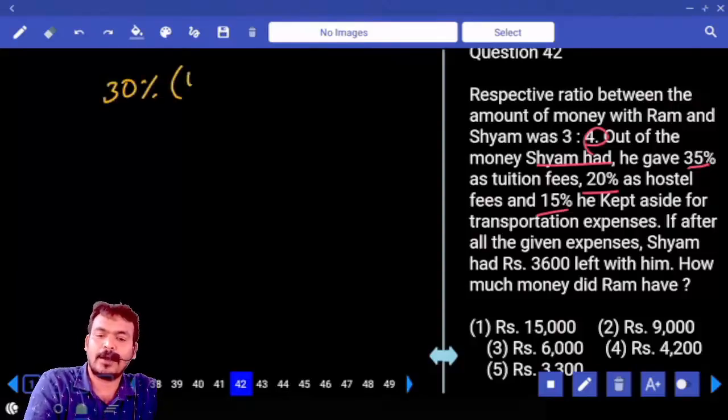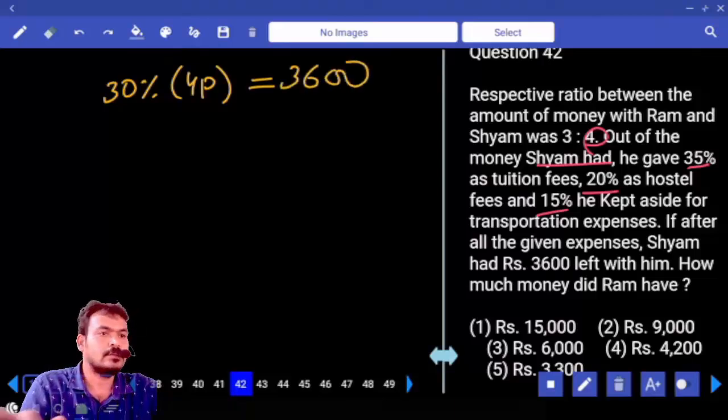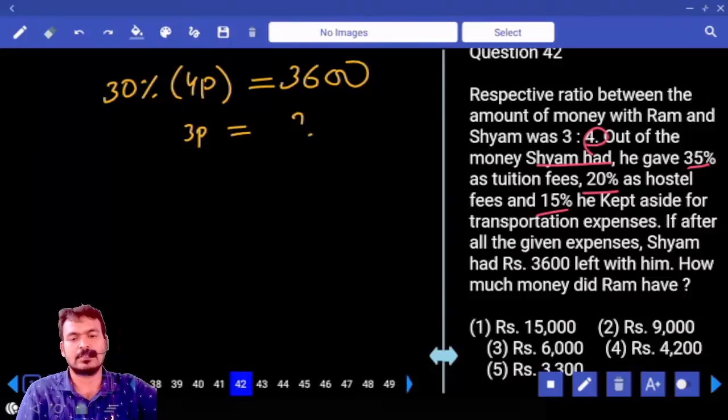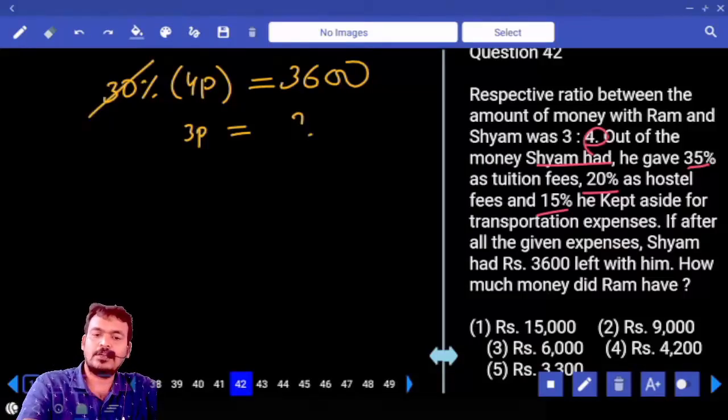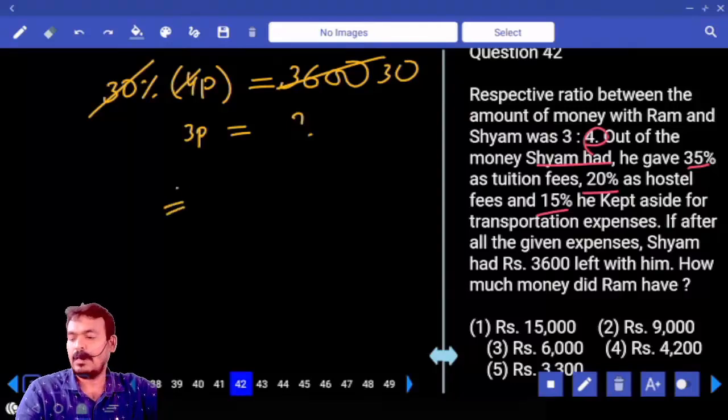30% of 4 parts is equal to 3,600, but we require 3 parts. 30 into 4 is 120, and 120 is 30 times 4. 3 times 3 is 9, so the answer will be 9,000.